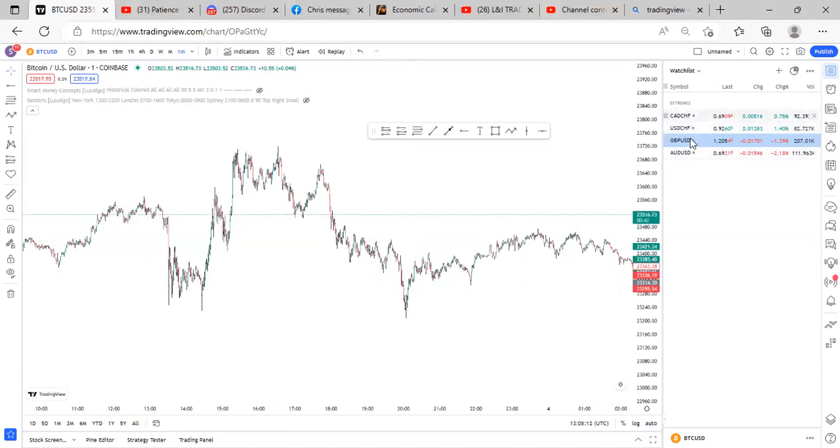I look at the CAD Chief and the GU. He looks at the US Chief and the Australian dollar, US dollar. So we're homing in on a couple of pairs so we can understand them a lot more when they throw the moves out, what day.